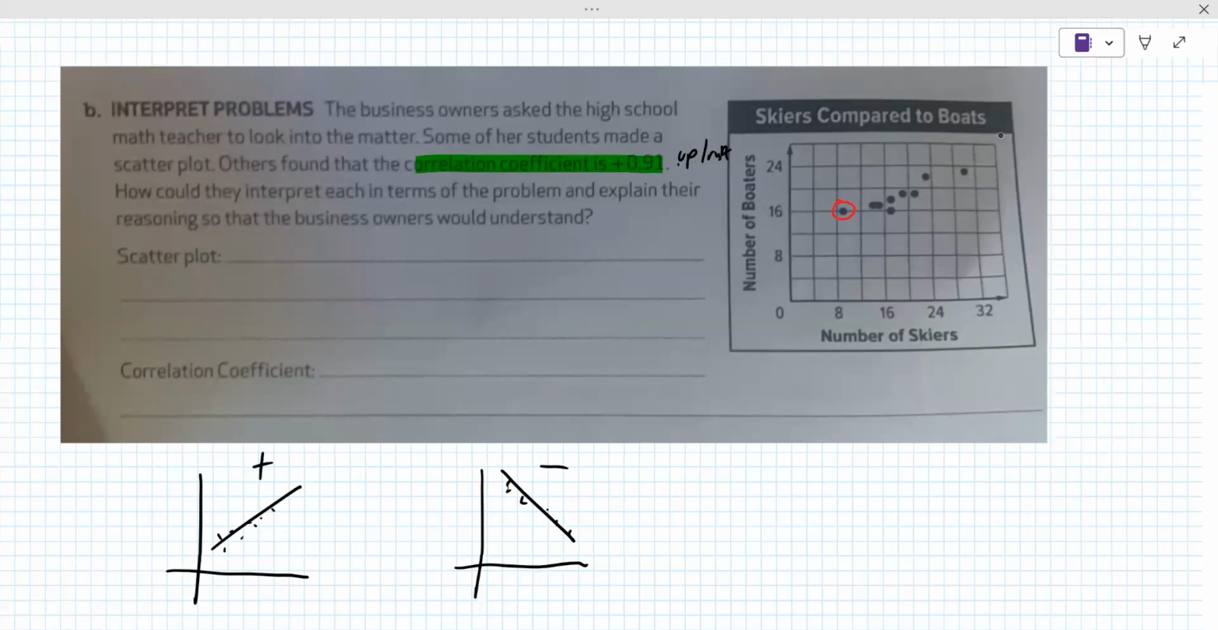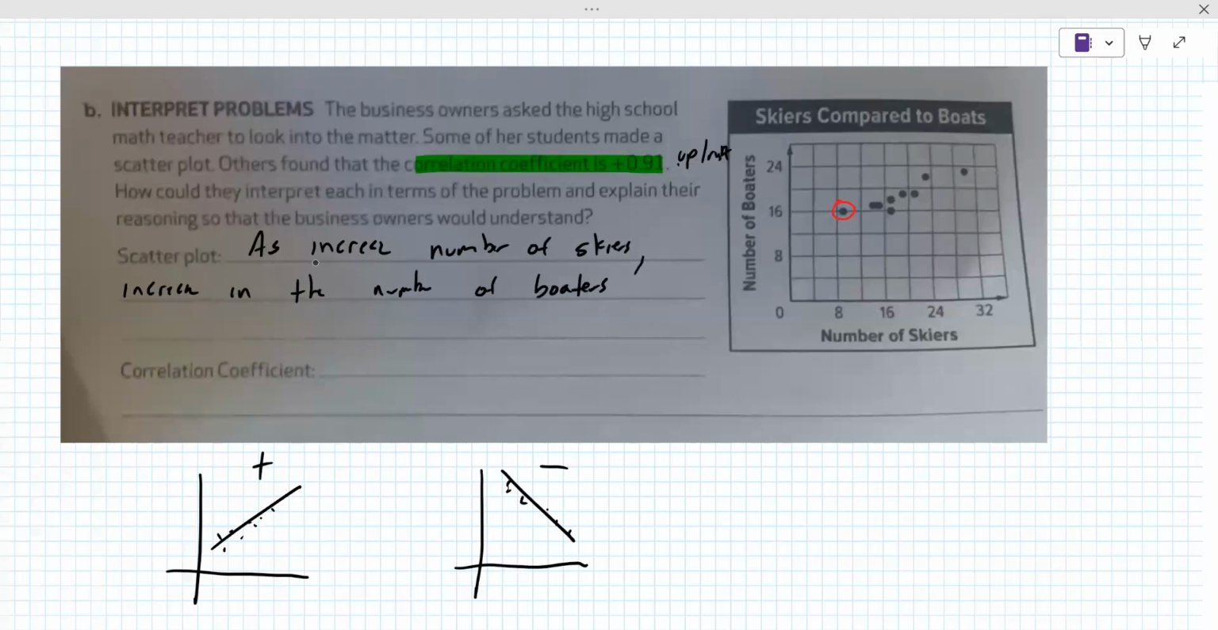Now it says, how could they interpret each in terms of the problem and explain their reasoning so that the business owners will understand? So the scatter plot shows that as you increase the number of skiers, basically that's your X. As you increase X, because it's positively correlated, that means there's also an increase in the number of boaters. Saying it more simply: more skiers, more boaters.